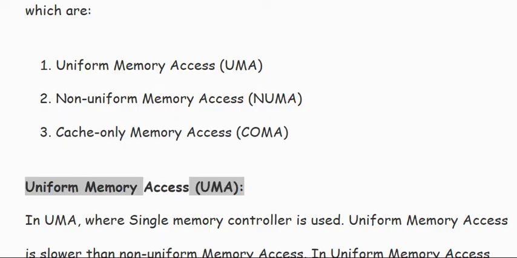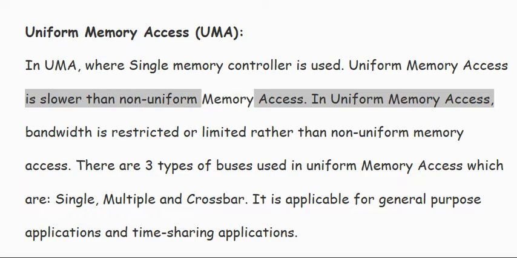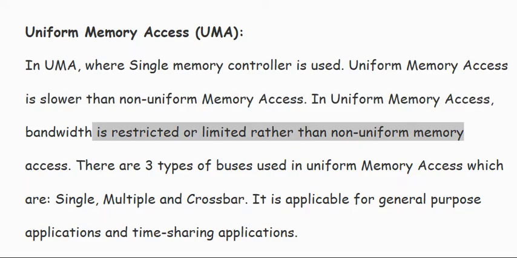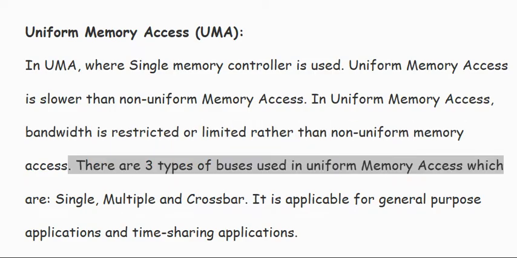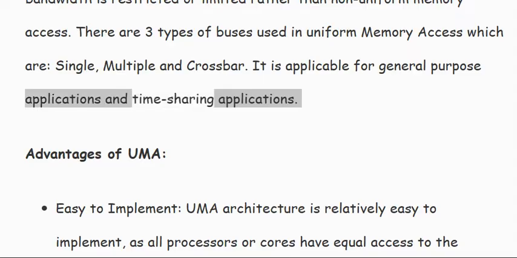Uniform Memory Access (UMA): in UMA, a single memory controller is used. Uniform memory access is slower than non-uniform memory access. In uniform memory access, bandwidth is restricted or limited compared to non-uniform memory access. There are three types of buses used in uniform memory access, which are single, multiple, and crossbar. It is applicable for general-purpose applications and time-sharing applications.